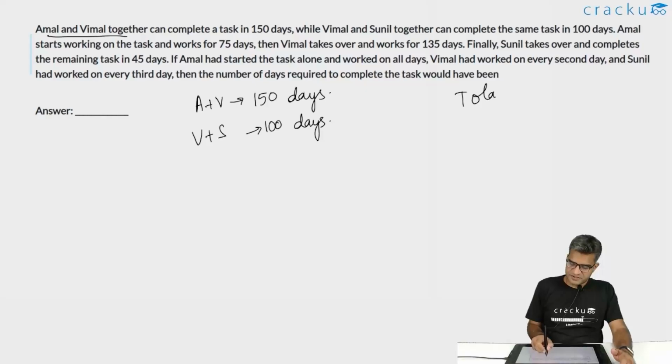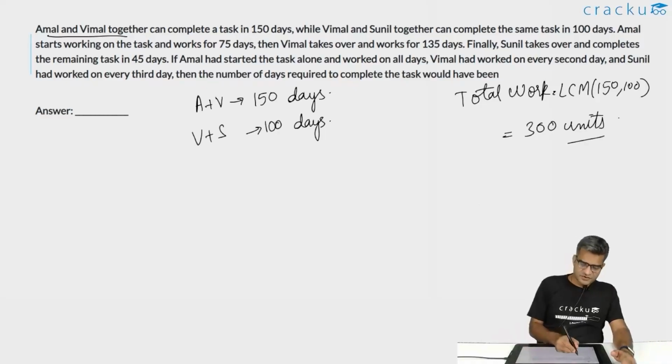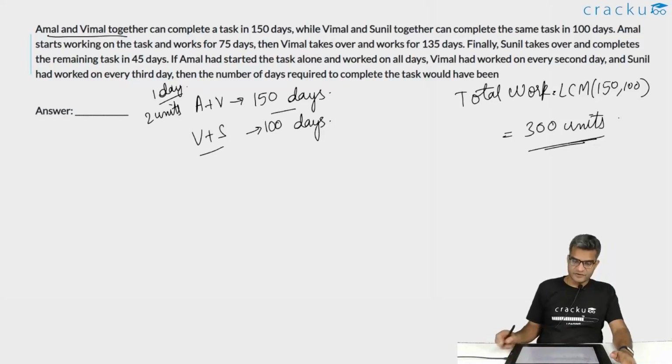So let us assume that the total work that needs to be done is the least common multiple of 150 and 100. We can assume this to be any number. If it is a multiple, then the calculations become easy. So Amal and Vimal do 300 units of work in 150 days. So in one day, they do 2 units of work. And Vimal plus Sunil do 300 units of work in 100 days. So every day, they do 3 units of work.